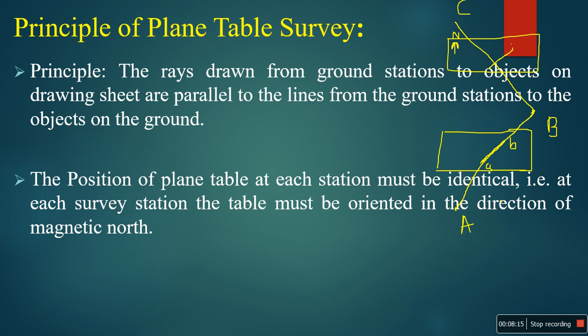stations, that is AB. That's why at every new setup of the plane table instrument you have to orient it, which means you have to rotate your plane table with respect to the north direction. Then automatically whatever lines were drawn previously on the drawing sheet are parallel to all the previous lines. This is called the principle of plane table survey.